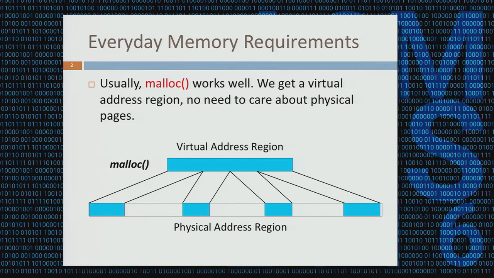I will begin this presentation by talking about our everyday memory requirements. Usually, if you want to allocate some memory, a natural choice is to use malloc. This widely used library function provides us with a virtual address region, and we don't need to care about the underlying physical pages or the mappings between the physical and virtual pages. In general, malloc can satisfy most of our memory requirements for a normal user process.